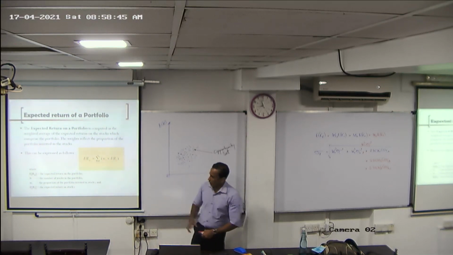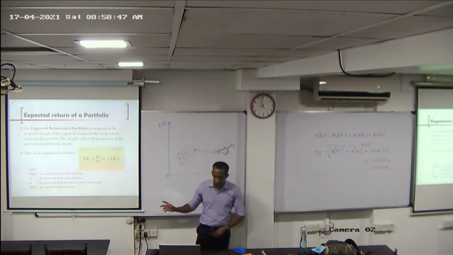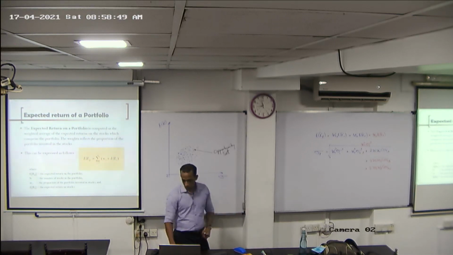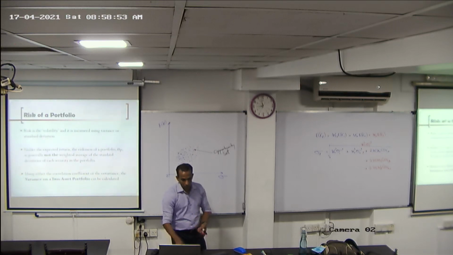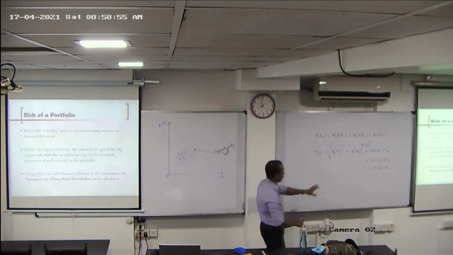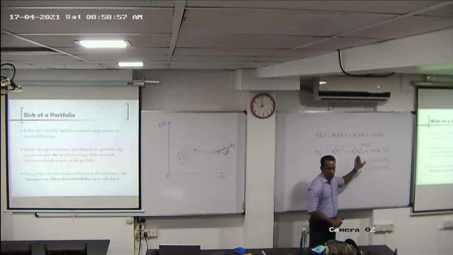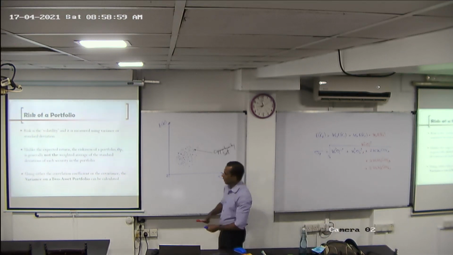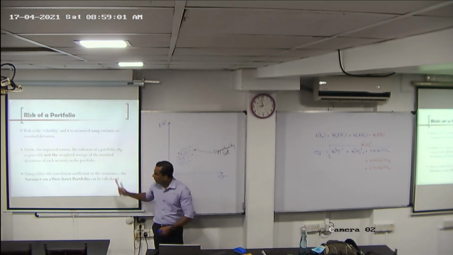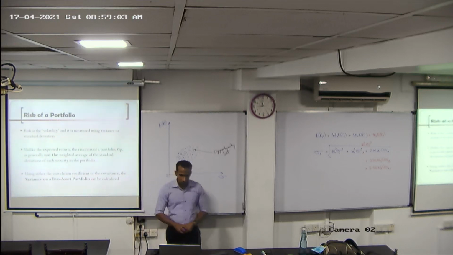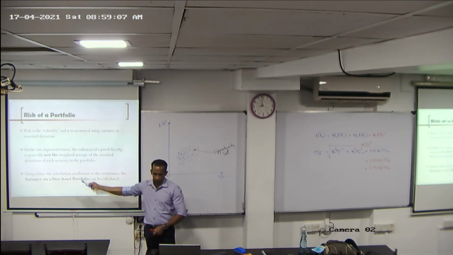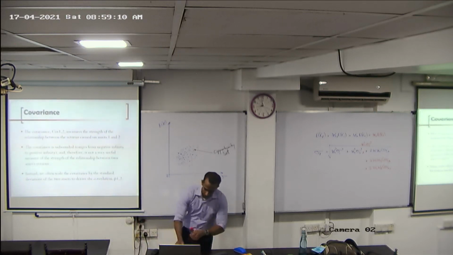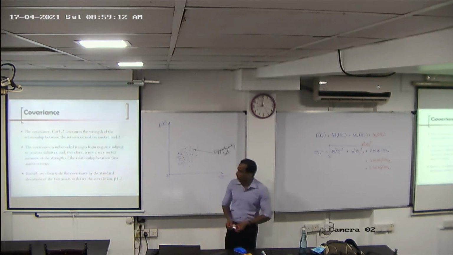The expected return of the portfolio we can calculate this way. And this is the variance, and we can calculate the risk of the portfolio, but it is not only the weighted average standard deviation. In addition to the weighted average standard deviation, we need to consider the strength of the relationship using either covariance or correlation.